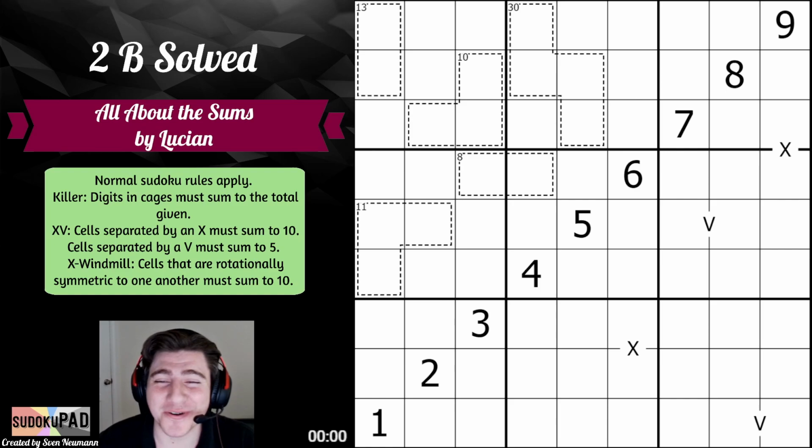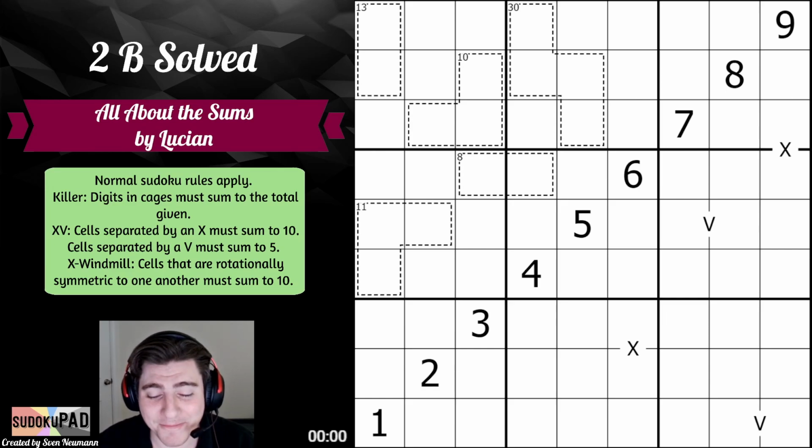We have normal Sudoku rules apply, killer, digits and cages must sum to the total given, XV, cells separated by an X must sum to 10, cells separated by a V must sum to 5. We have X-windmill. This is where cells that are rotationally symmetric to one another must sum to 10.